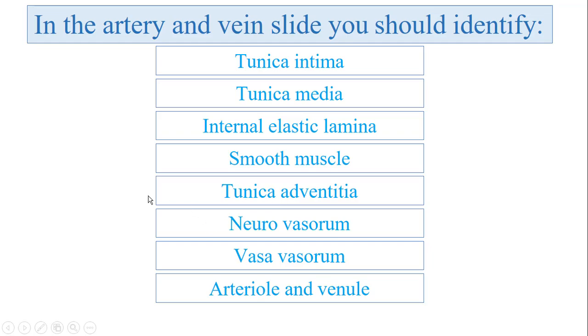And in the slide related to the other types of vessels, you should be able to identify these items: tunica intima, tunica media, internal elastic lamina, smooth muscle, tunica adventitia, neurovasorum, vasa vasorum, arteriole and venule.